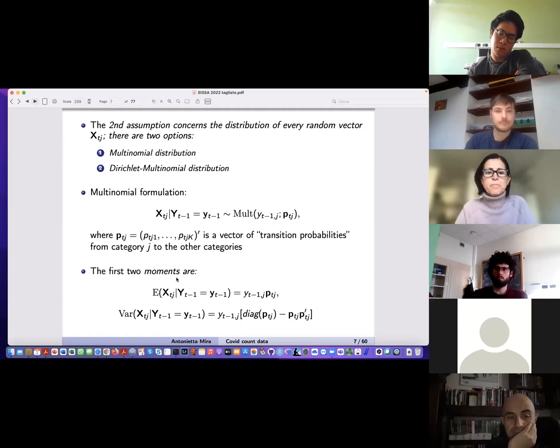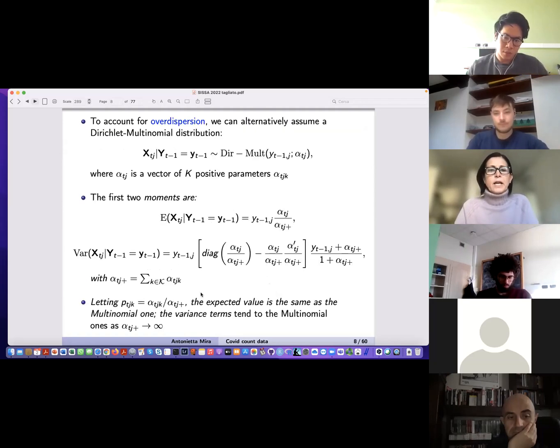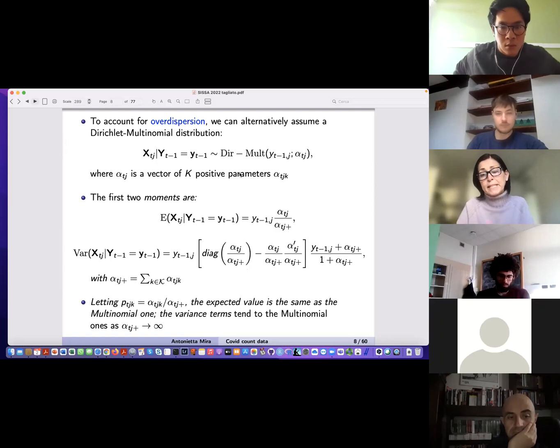This multinomial has some mean and some variance, which mimic the binomial mean n times p, except that here n is the count in that category j at the previous time point, and then we have a vector of probabilities. The variance is n p times 1 minus p, but it's the generalized version of the multinomial variance. The other modeling framework that we have takes into account the dispersion of COVID-19 data. And this is a Dirichlet multinomial type of model. The Dirichlet multinomial is an extension of the beta binomial model.